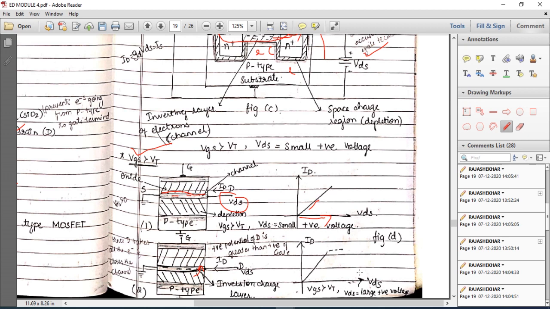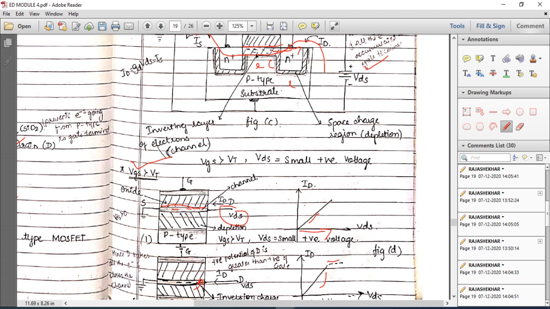So once VDS is increased, the current increases exponentially, but for a particular VDS it becomes constant. This is because there is no longer a path for the electrons to flow towards the drain terminal. So this is the second scenario.